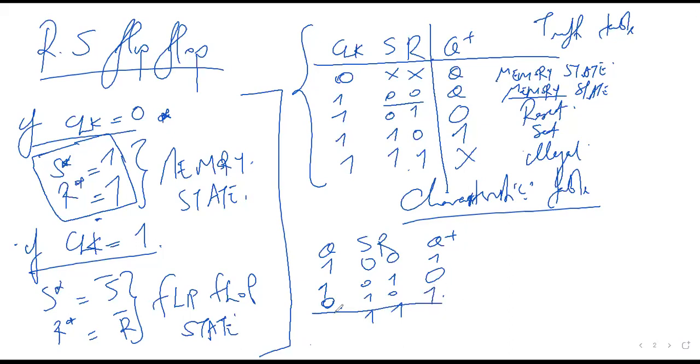And if I have a 0 here, what is the state here? What is the next state? This is an illegal state.